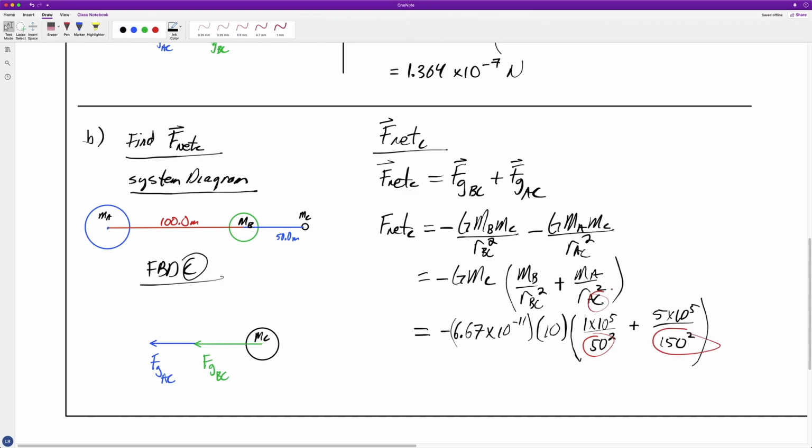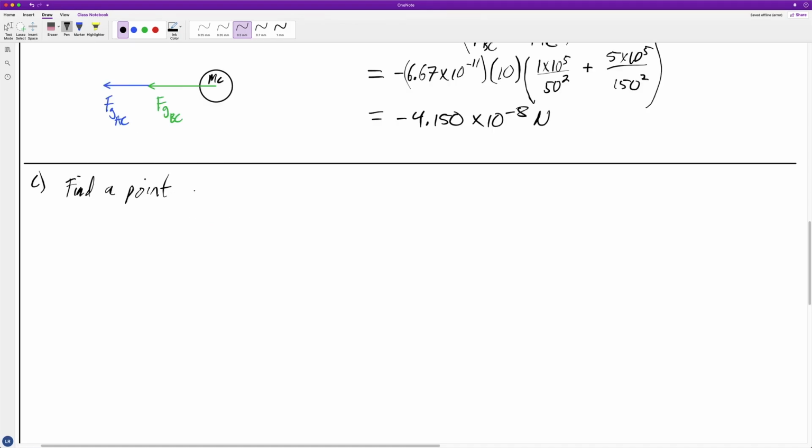Also, be careful of this notation down here, which gives us negative 4.150 times 10 to the negative 8 newtons. Part C: find a point between A and B where F net is equal to 0. So let's draw the system diagram now.